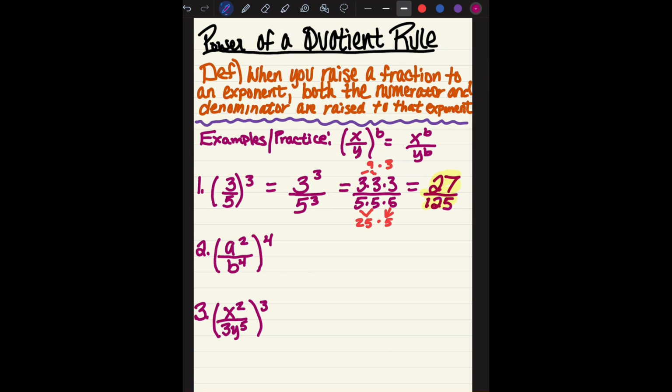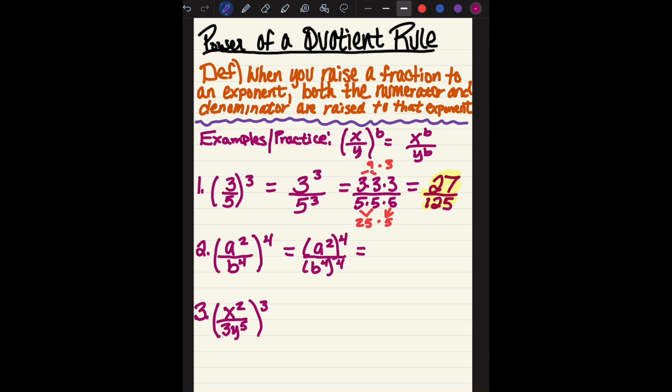All right, number two. Number two is a little bit complicated. We've got, in the parentheses, a squared over b to the 4th power, raised to the 4th power. Sounds like a lot, doesn't it? But here's the thing. Let's break it down to the T. So the numerator: we've got a squared raised to the 4th power, over b to the 4th power raised to the 4th power.